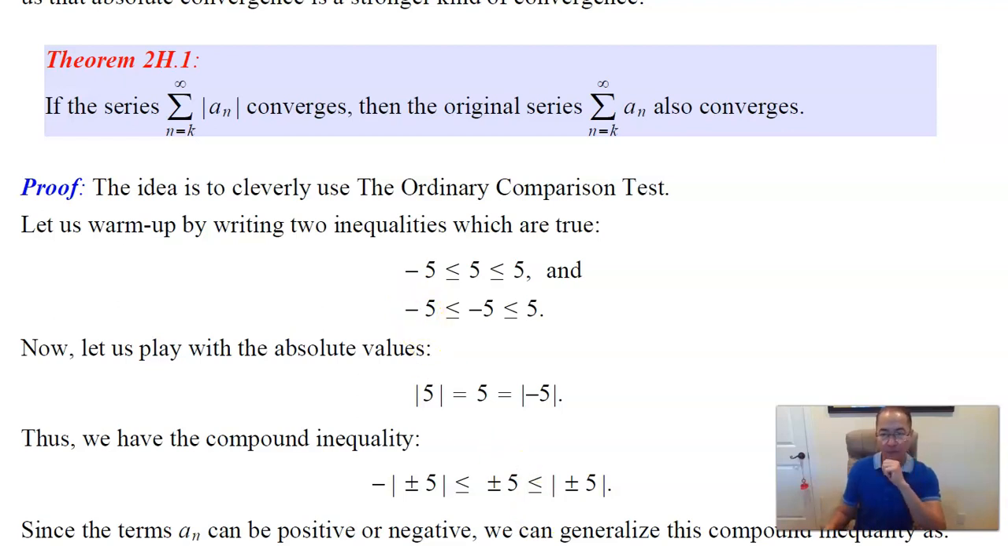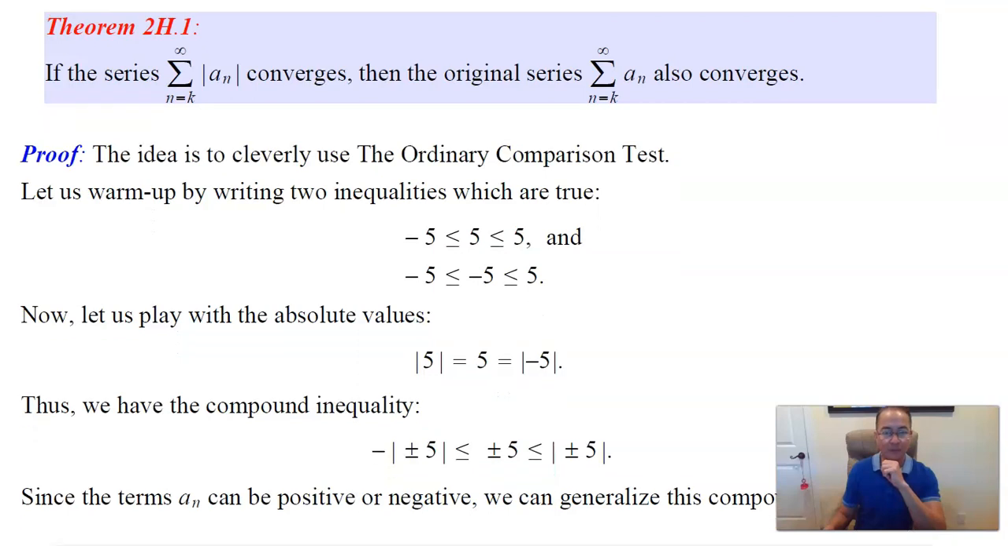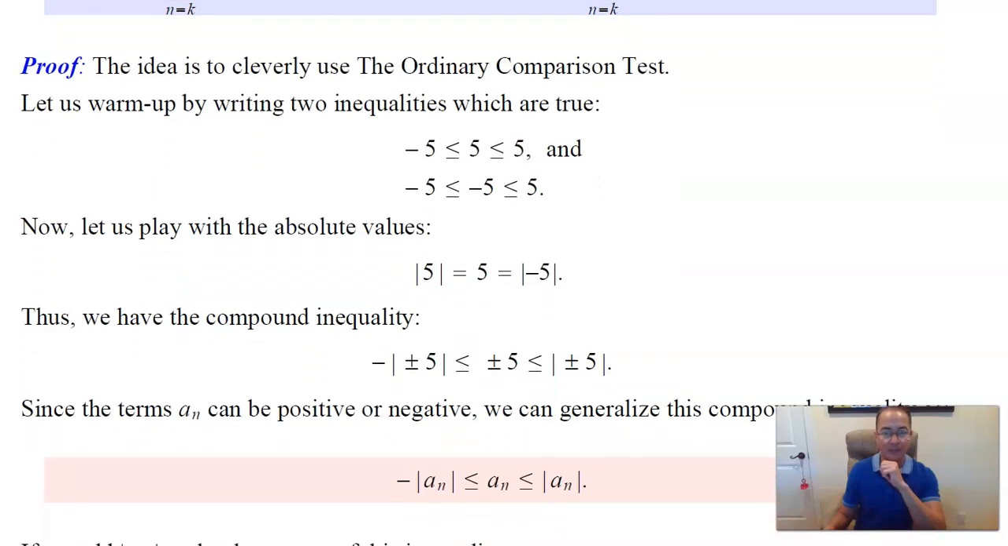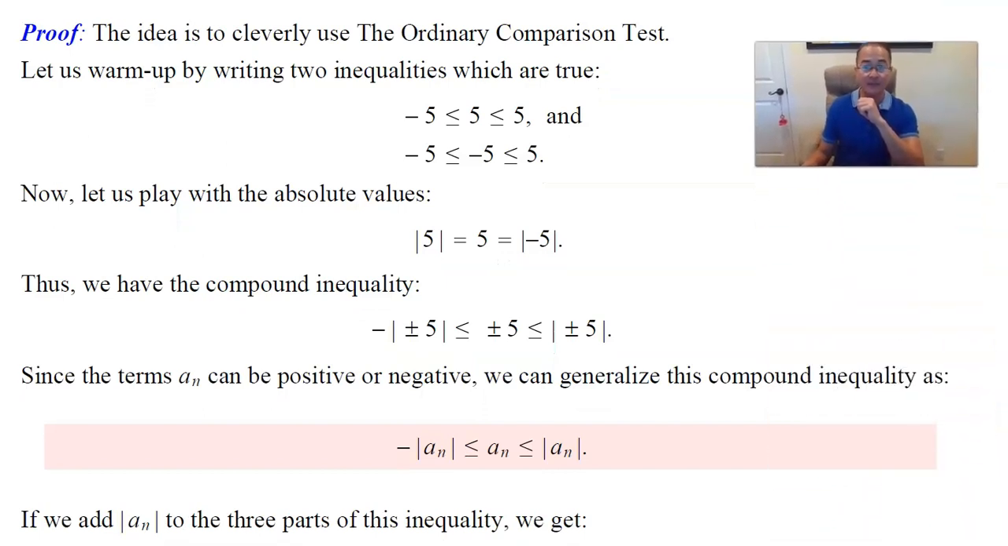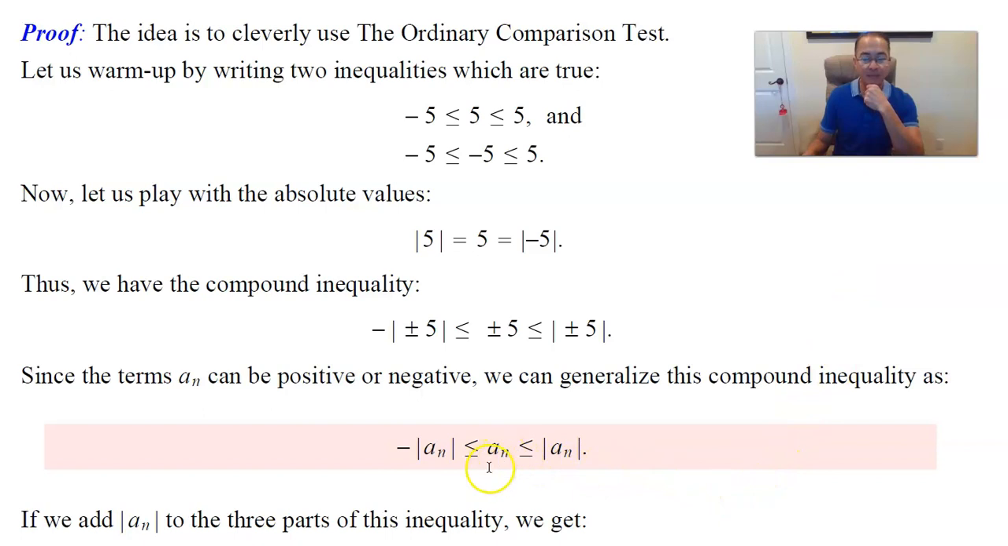All right. So why is this silly warm-up important? Well, it's because we're going to use it on the terms of our sequence. If you have a term, a_n, it could be positive or negative. But if you take the absolute value, like we did over here, you will get something which is definitely bigger than or equal to the original term. Similarly, if you take the absolute value, but then put the negative in front, you'll get something which is smaller than the original term.